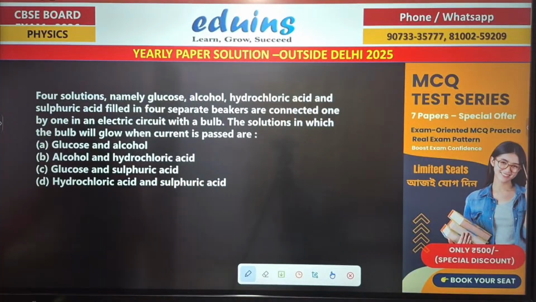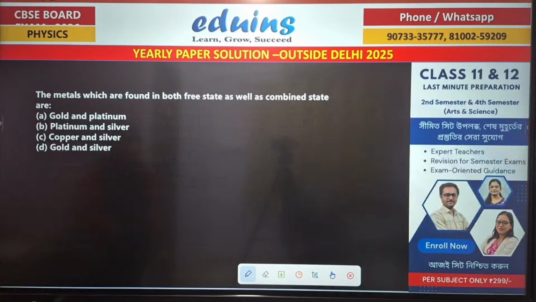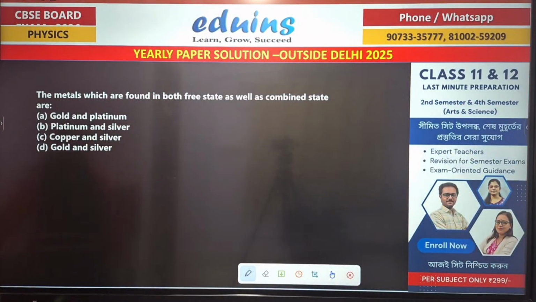So, the next question is, the metals which are found in both free state as well as combined state are gold and platinum, platinum and silver, copper and silver, gold and silver. So, the metals which are found in both free state as well as combined state. So, which of these is it? Which is found in both states?